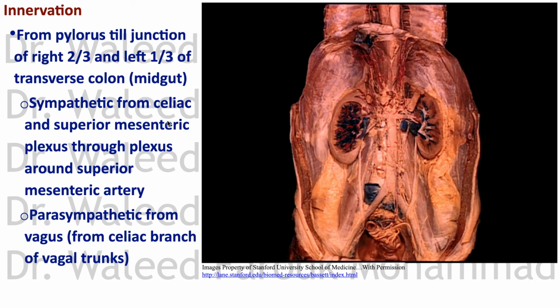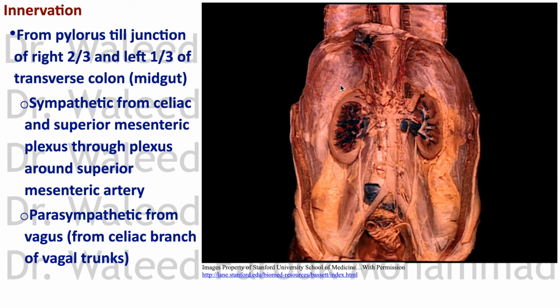The innervation of the colon differs according to region. Now, the vagi, as we studied before, will supply the GIT until the junction of the right 2/3 and the left 1/3 of the transverse colon. So the effect of the vagi ends at this point, at the junction of the right 2/3 and left 1/3.